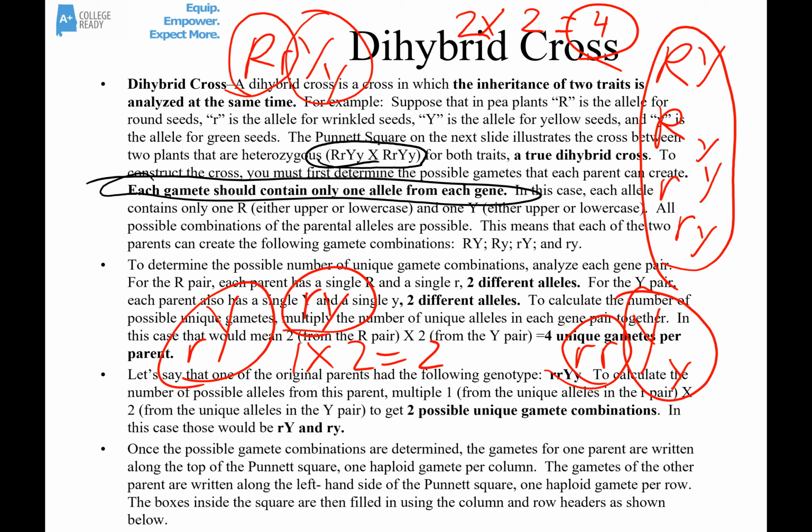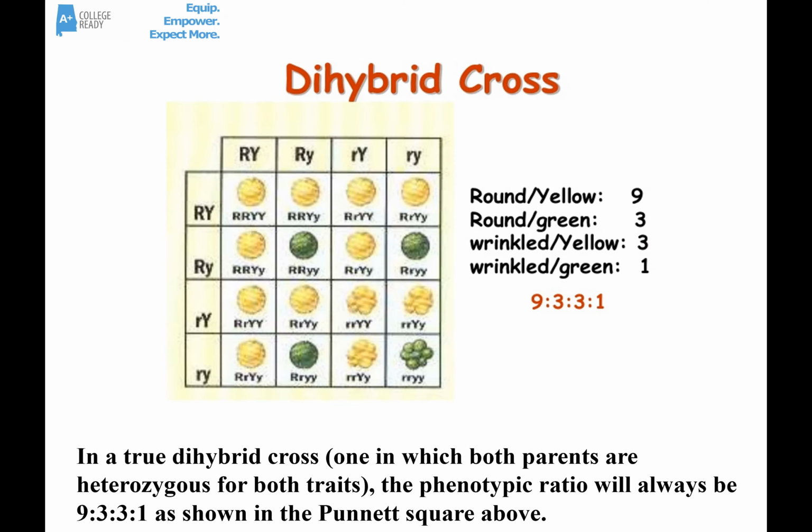So once the gamete combinations are determined, you're going to do this exactly the way you did the monohybrid cross. You're going to write the gametes from one of the parents down the left-hand side of the square, 1 haploid gamete per row. You're going to write the gametes from the other parent across the top, 1 gamete per column. And what we're going to see is a Punnett square that looks much like this.